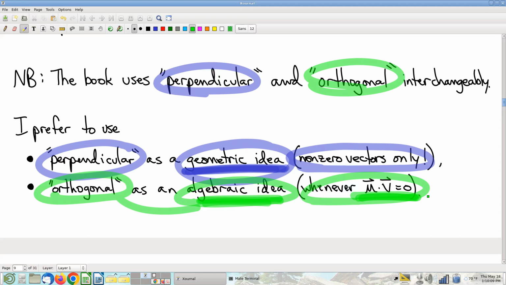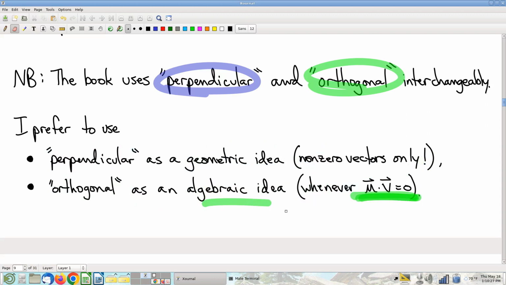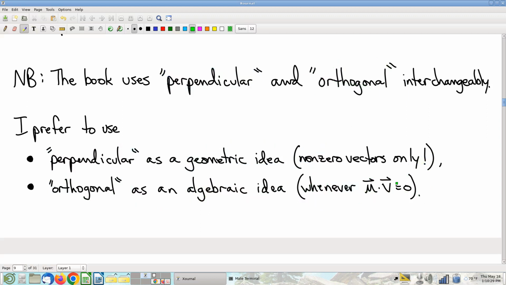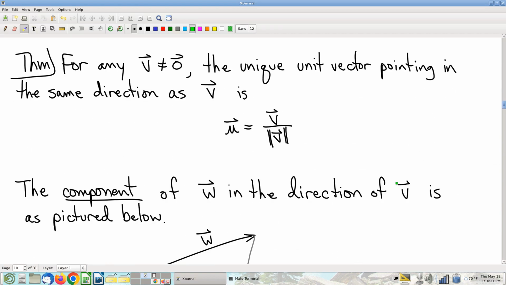Yes? So can I say the zero vector is orthogonal to all vectors? Yes, the zero vector is orthogonal to all vectors. Because, exactly, the dot product equals 0 is just going to happen. All right. Okay, so a couple other things I want to talk about related to dot products.